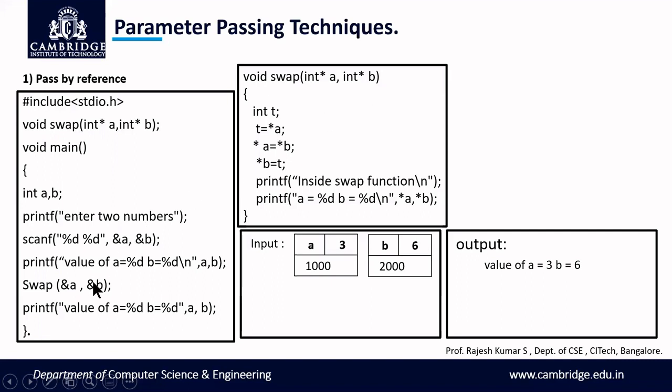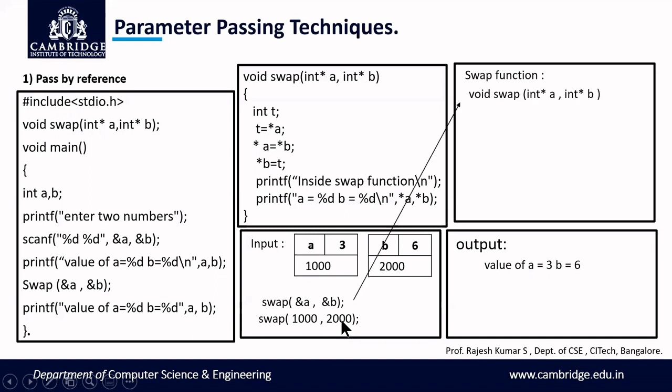In the previous example you would have seen, PTR is equal to ampersand A. Now the meaning of this is A is equal to ampersand A, B is equal to ampersand B. So A is a pointer pointing to this address, B is the pointer pointing to this address. I'm not passing the value, I'm just passing the address. When I'm passing the address, A is a pointer pointing to the address 1000, B is a pointer pointing to the address 2000.